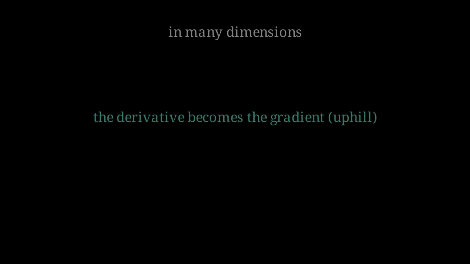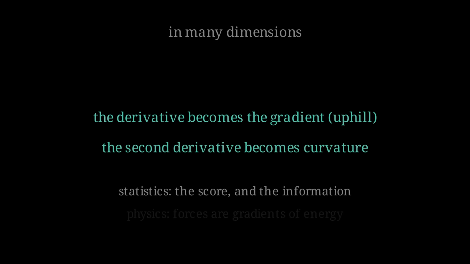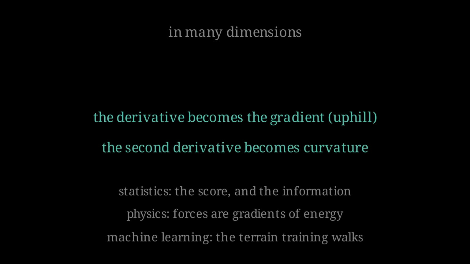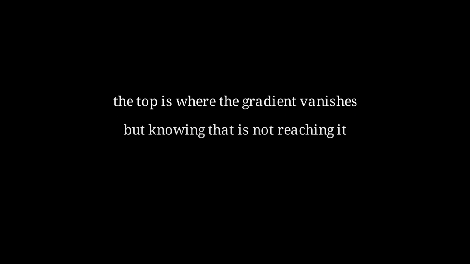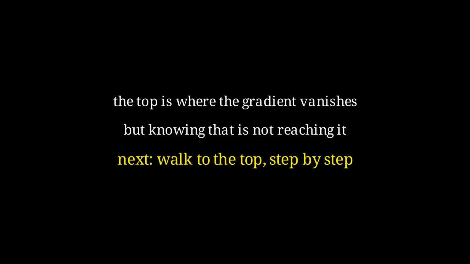So in many dimensions, the derivative grows into the gradient, a vector pointing straight uphill, and the second derivative becomes curvature, the bending of the land. This is not an exotic corner of the subject. It is the main road. In statistics, that uphill vector is called the score, and the curvature is called the information. In physics, forces are gradients of a landscape of energy. And in machine learning, this surface is exactly the terrain that training walks across.